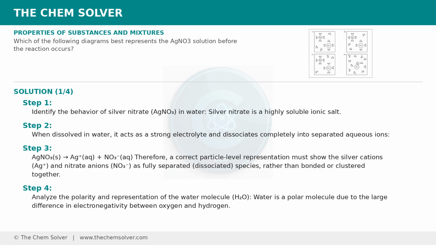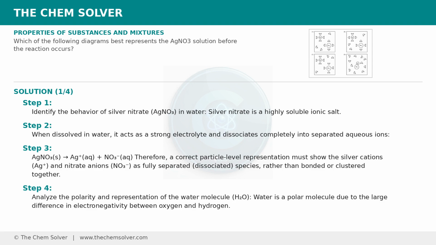AgNO3 gives Ag⁺ plus NO3⁻. Therefore, a correct particle level representation must show the silver cations, Ag⁺, and nitrate anions, NO3⁻, as fully separated, dissociated species, rather than bonded or clustered together.